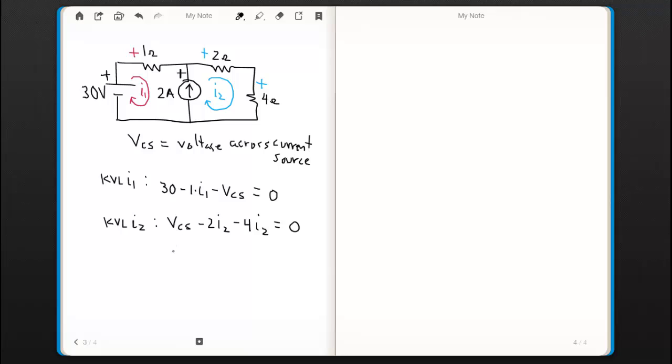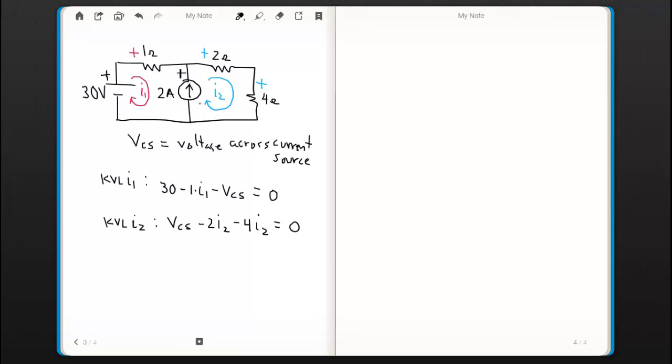Alright, so you can see that after we write our KVL equations, and because we have this extra variable here, which is the voltage across the current source, well, look, we need another equation, right? Because we have two equations and three unknowns. Our unknowns being I1, I2, and VCS. Well, the way you get your third equation, your extra equation, is that you look here at the current source, and again, you got to remember what this symbol tells us. This symbol tells us there's this amount of current, which is 2 amps in this case, flowing in the direction of the arrow, so flowing up.